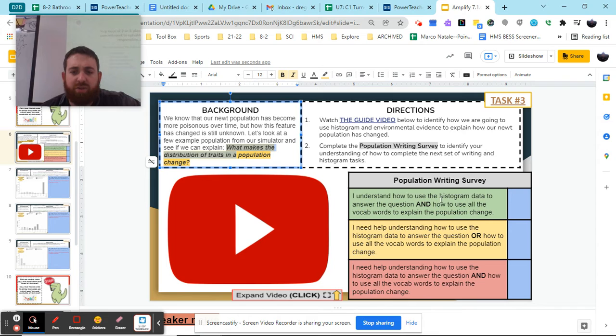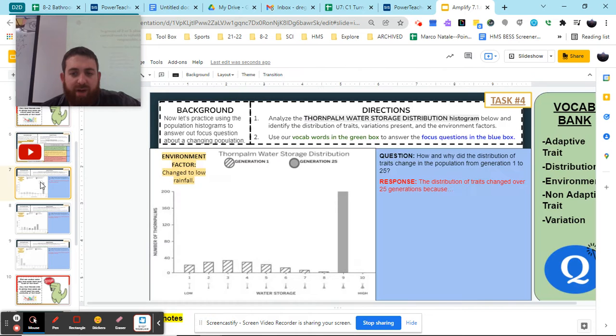So let's take a look at how to use our histogram data and how to use our vocab. When you get to each of the tasks 4, 5, and 6, you're going to see a graph with some environmental factor information, a question, and your vocab. Your job is going to be to analyze the histogram below to help you answer the questions, along with pulling in the vocab to help you answer as well.